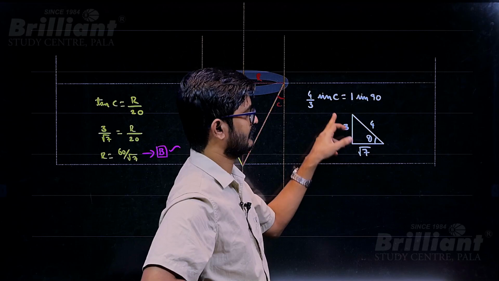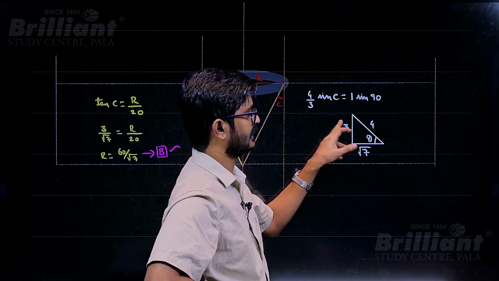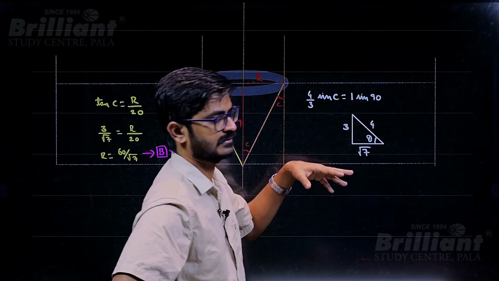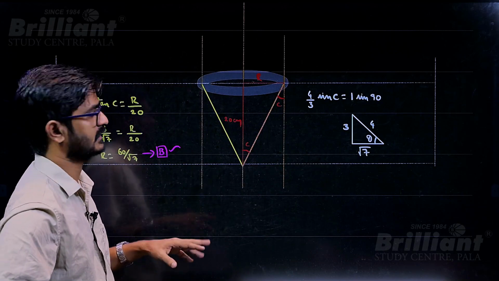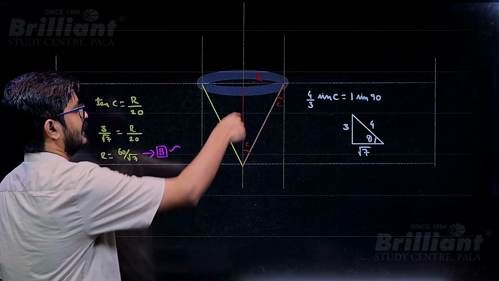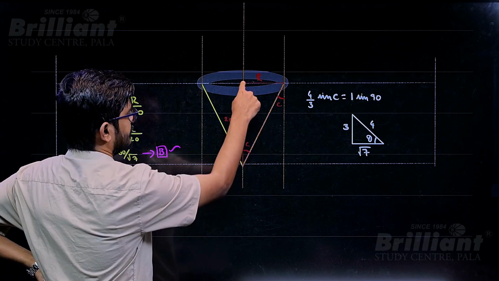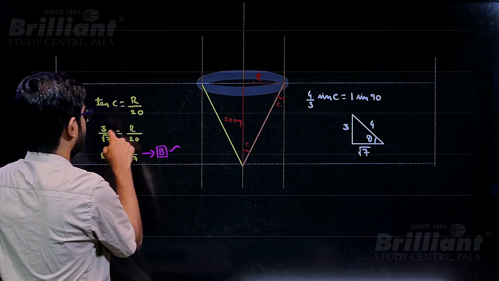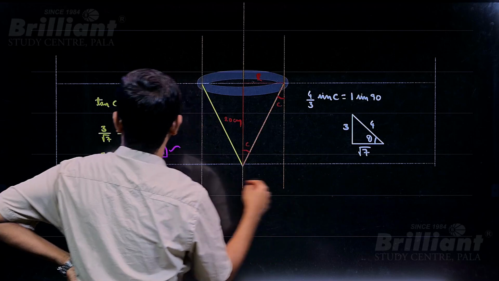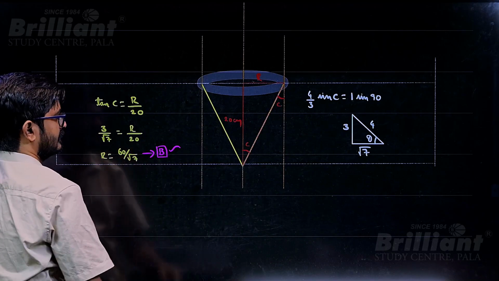So I am drawing the triangle, so that from sin C, I can calculate any angle, any sin theta or cos theta, sin C or cos C or tan C. Now I need R. So from there I will be getting tan C. Tan C equals R by 20. Now tan C here is 3 by root 7. From there I will be getting R is 60 by root 7.